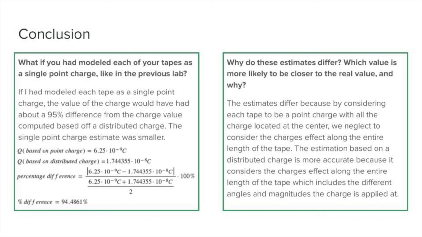The next question is, why do these estimates differ? What value is most likely to be closer to the real value and why? The estimates differ because by considering each tape to be a point charge with all the charges located at the center, we neglect to consider the charge's effect along the entire length of the tape. The estimation based on the distributed charge is more accurate because it considers the charge's effect along the entire length of the tape, which includes the different angles and magnitudes the charge is applied at.